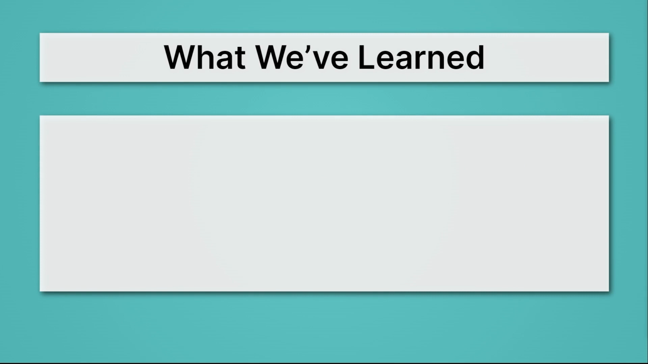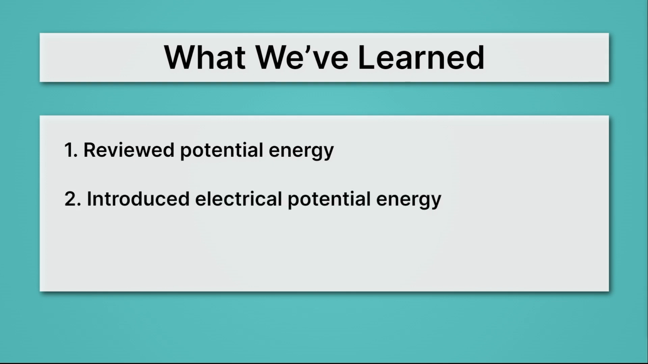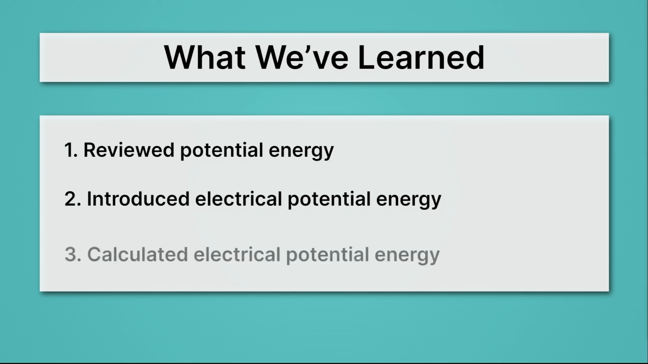Let's review what we've learned. First, we reviewed potential energy, where we saw that potential energy is energy associated with arrangement that can do work. And this applies to electrical potential energy. We introduced electrical potential energy, which is the energy due to the arrangement of negatively and positively charged particles. And lastly, we calculated electrical potential energy.